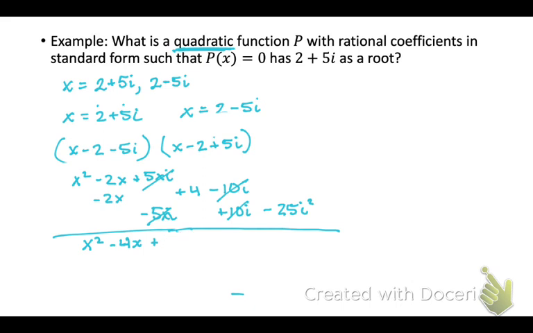Because of the negative, what does this i squared do? What is that? Negative 1. So negative 1 times negative 25 makes it a positive 25. So it's plus 29.